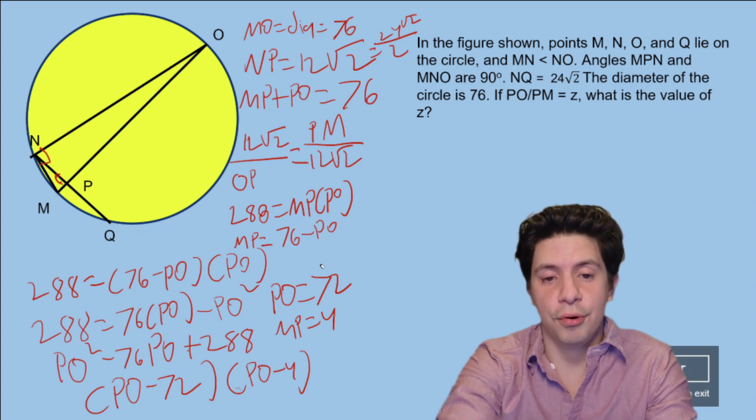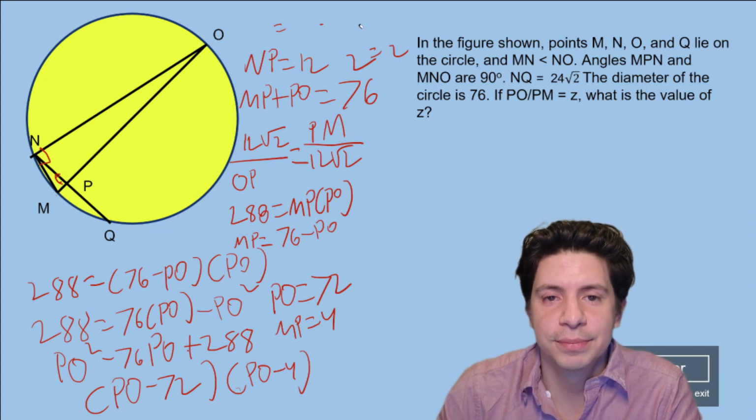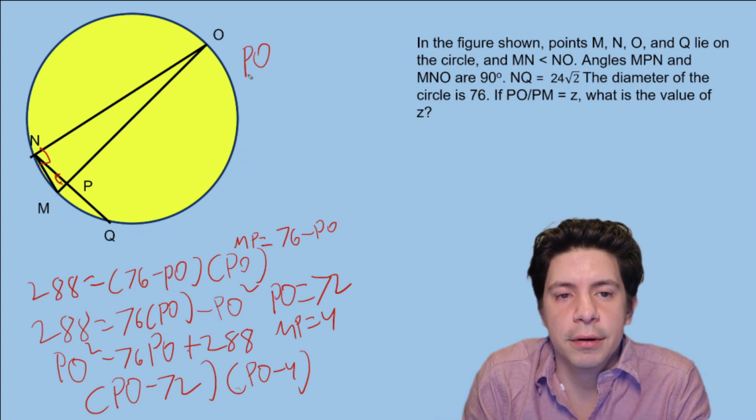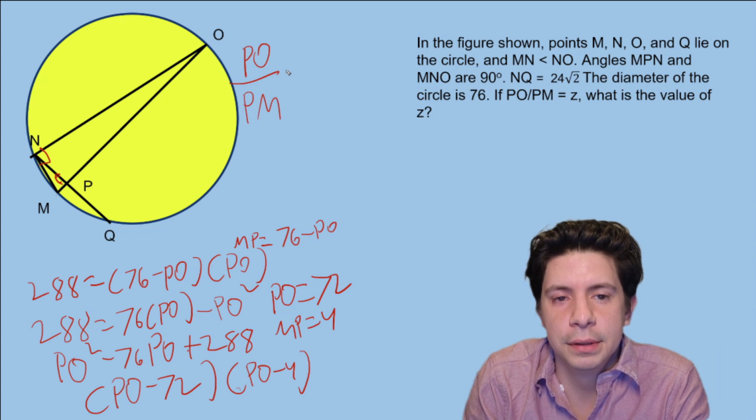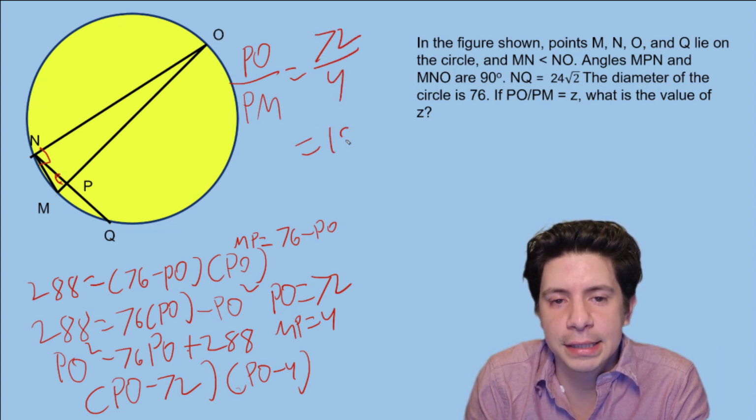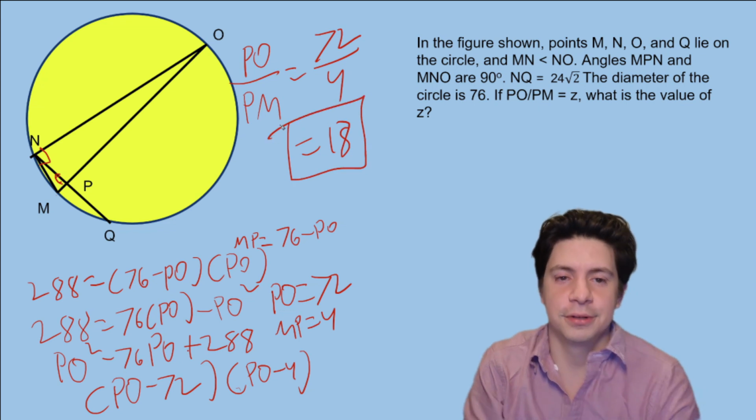Now I'm going to erase some more just to do the last bit, right, with some space. So we're going to do PO over PM equals 72 over 4, which equals 18. And that is our answer, okay?